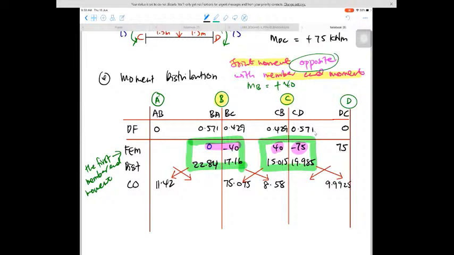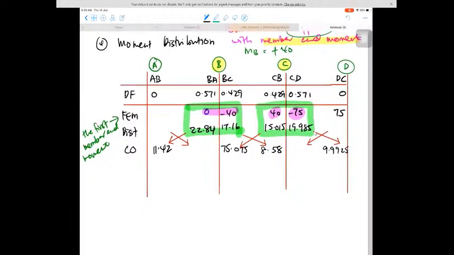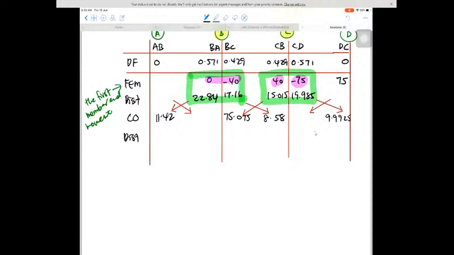So now we have completed the first cycle. Then the process will be done repeatedly, means we have to distribute again. Then the next step is we distribute. We just repeat the process. So 11.42 times 0, there is no value.